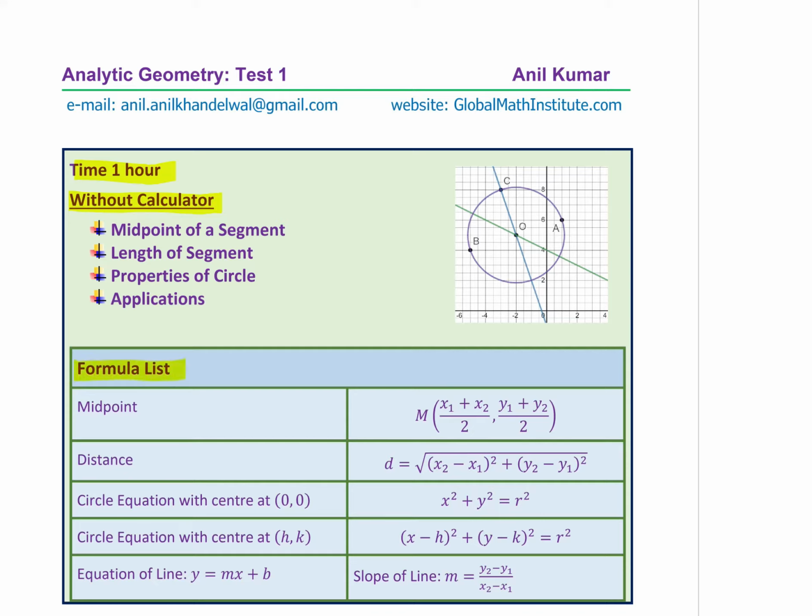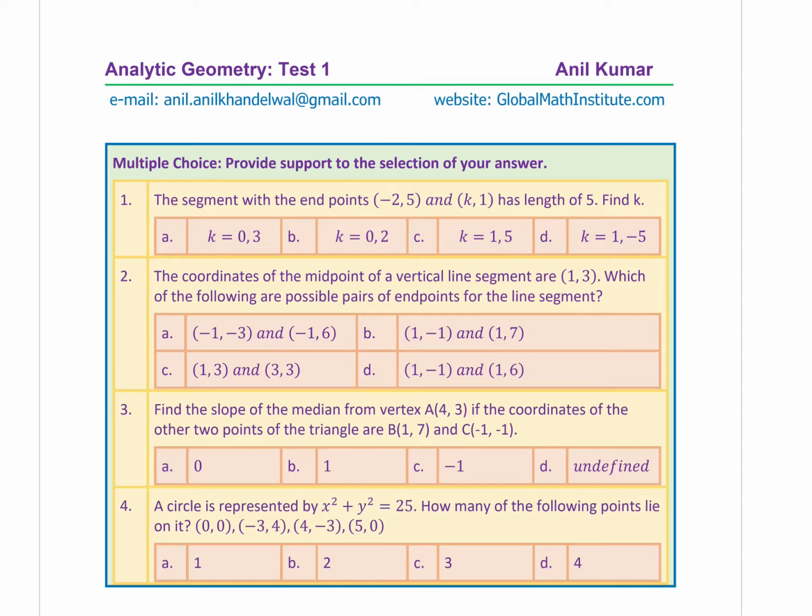The midpoint formula, the distance formula, circle equation with center at the origin, circle equation with center at any general point h, k, the equation of line, and the slope of line as you know. Let's see what the questions are. We have here 4 multiple choice questions. You can actually pause the video now, answer these questions, and then look into my suggestions.